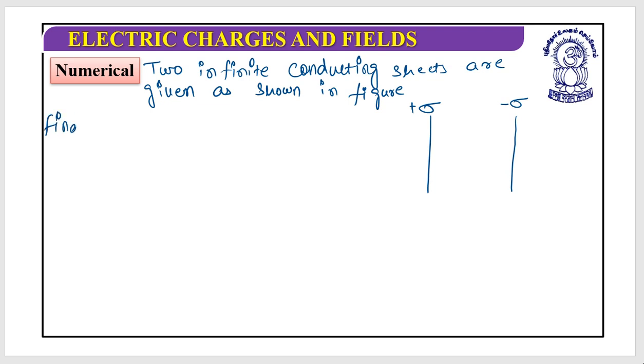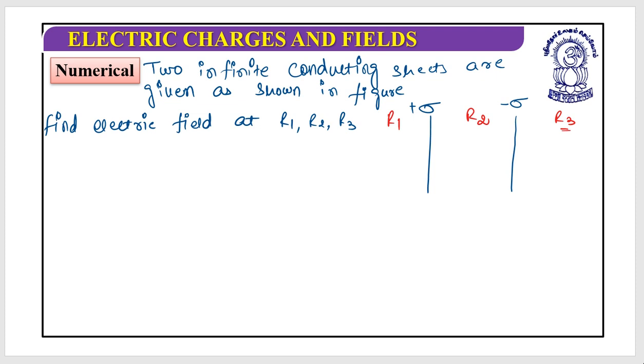Find the electric field at region 1, region 2 and region 3. They have given that this is region number 1, this is region number 2, this is region number 3.